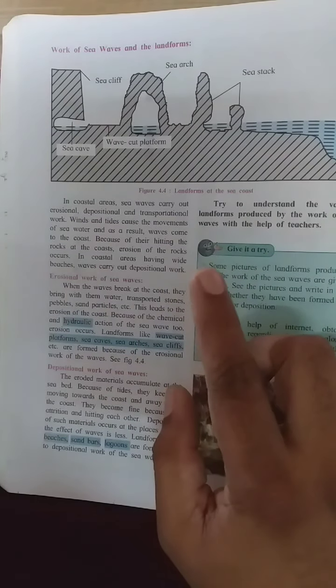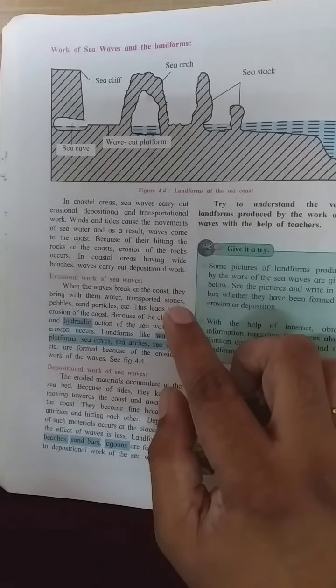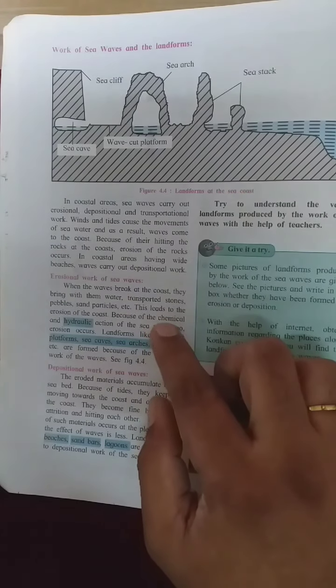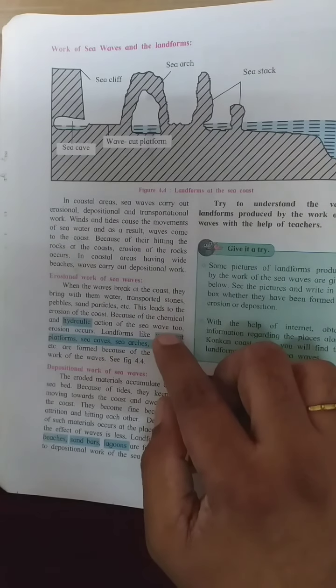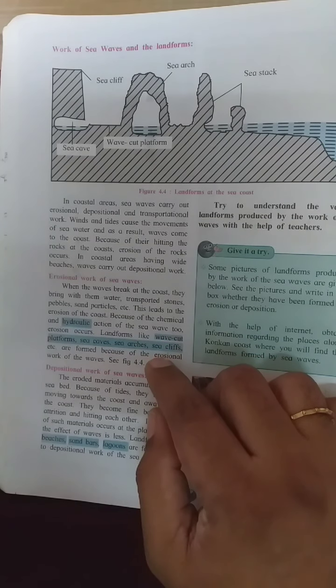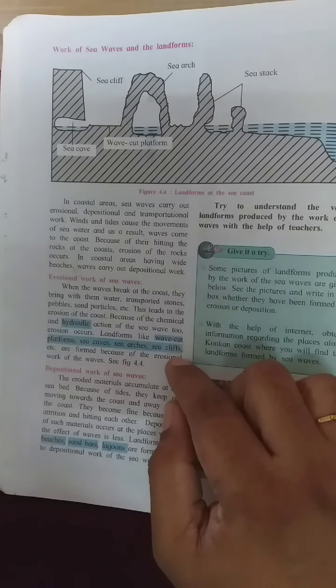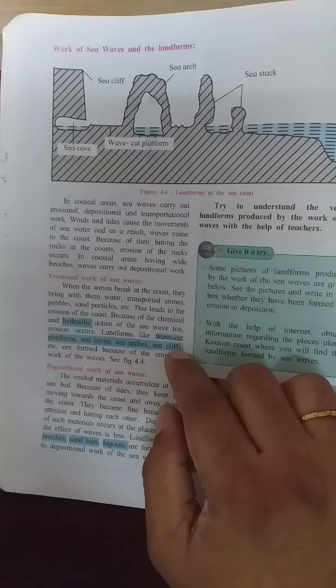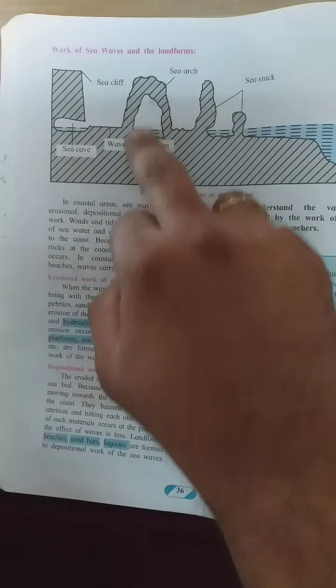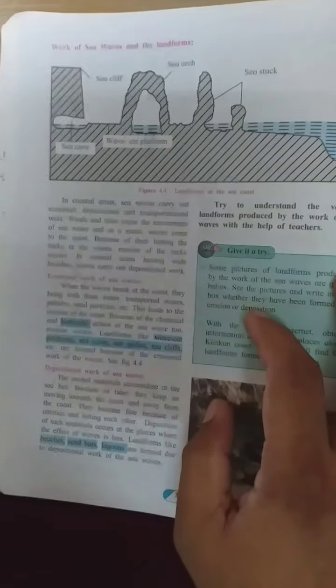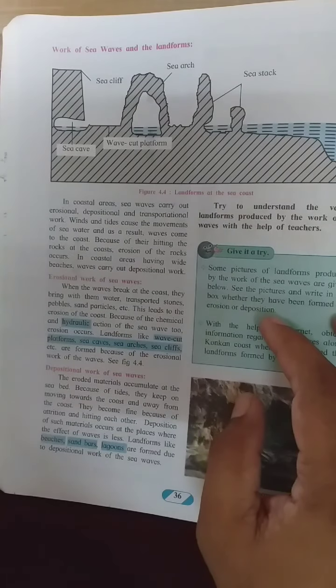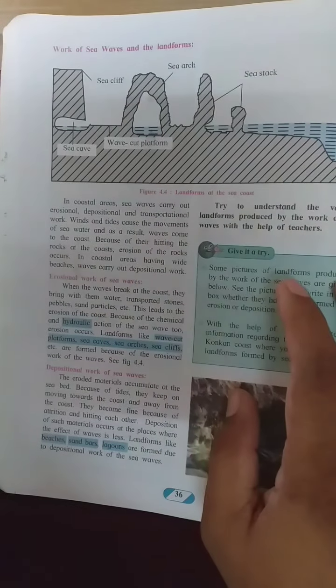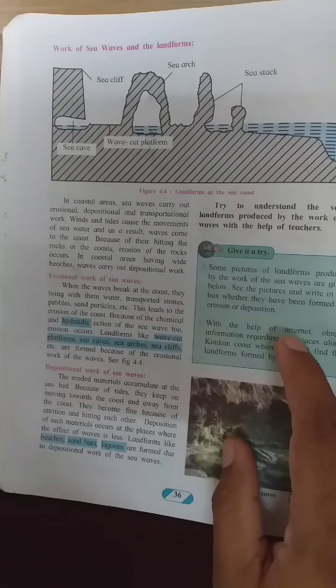Now, what happens with the erosional work of sea waves? When the waves break at the coast, they bring with them water, transported stones, pebbles, sand particles, etc. This leads to the erosion of the coast. Because of the chemical and hydraulic action of the sea waves too, erosion occurs. Landforms like wave cut platforms, sea caves, sea arches, and sea cliffs are formed because of the erosional work of the waves.